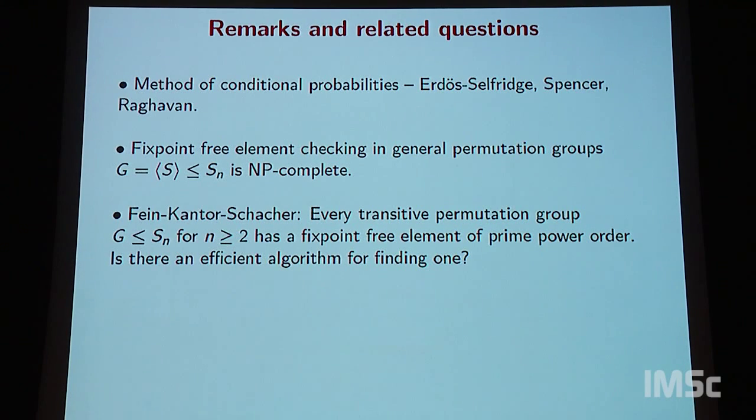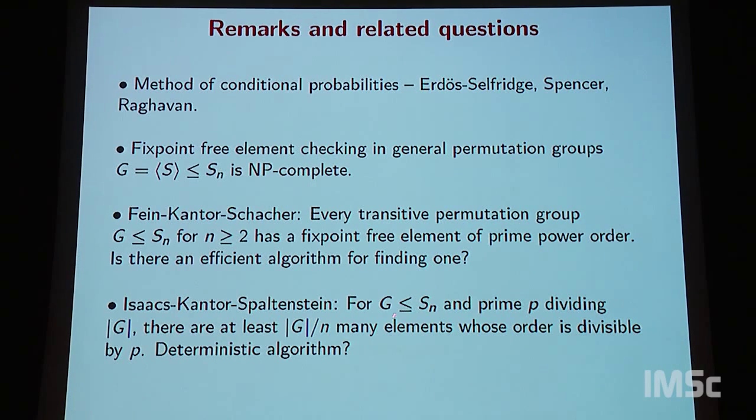Here is an interesting theorem which strengthens Jordan's theorem. What it says is that every transitive subgroup of Sn has a fixed point free element of prime power order. It's not an easy theorem because it relies on the classification of finite simple groups. It's a long paper. I don't know if there is an efficient algorithm for finding such an element.